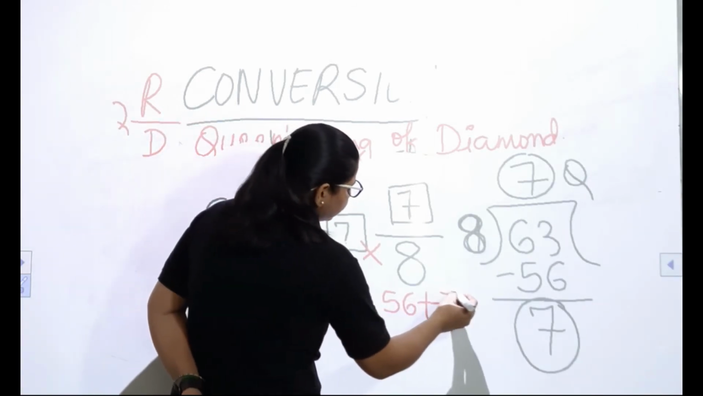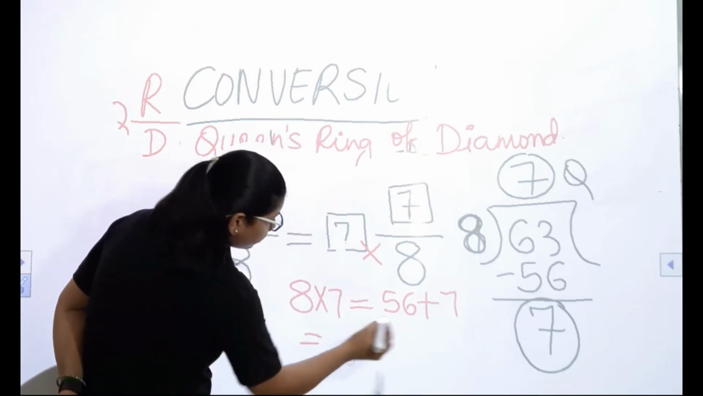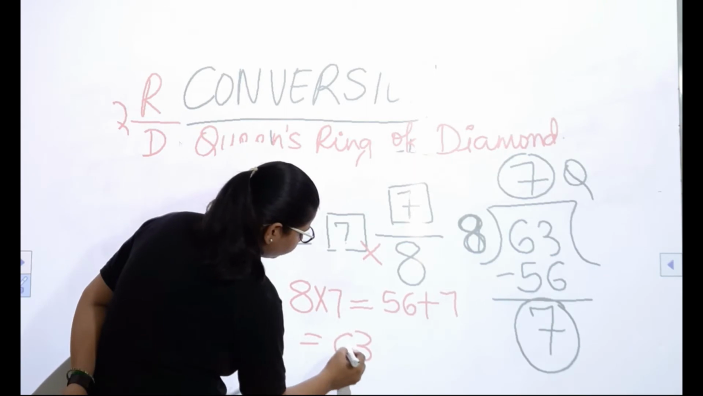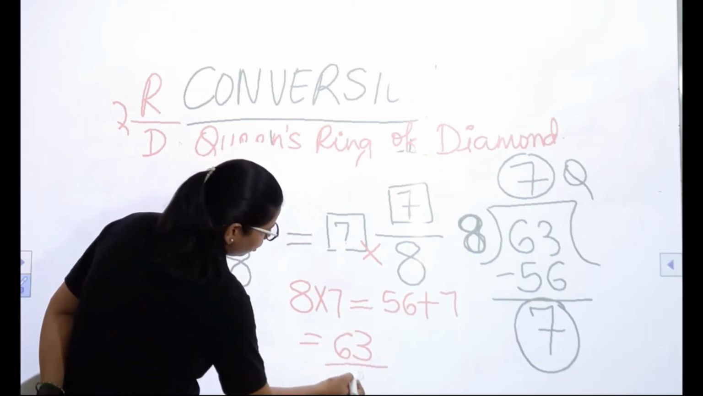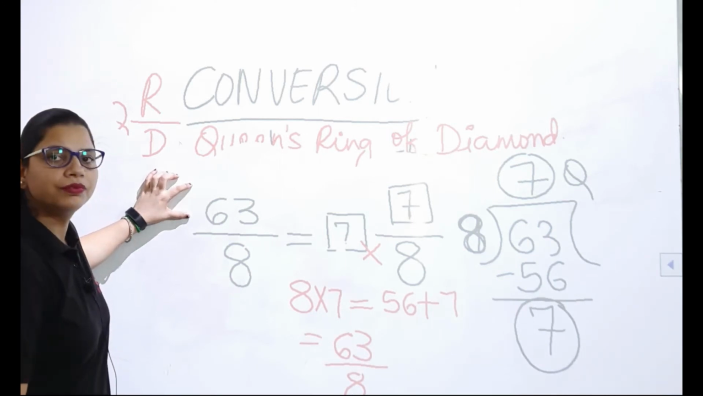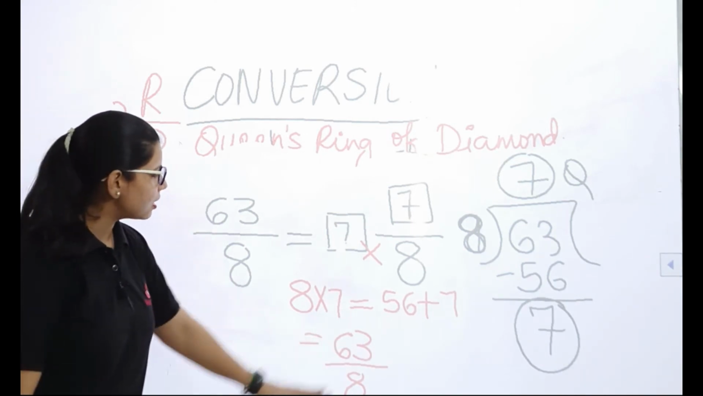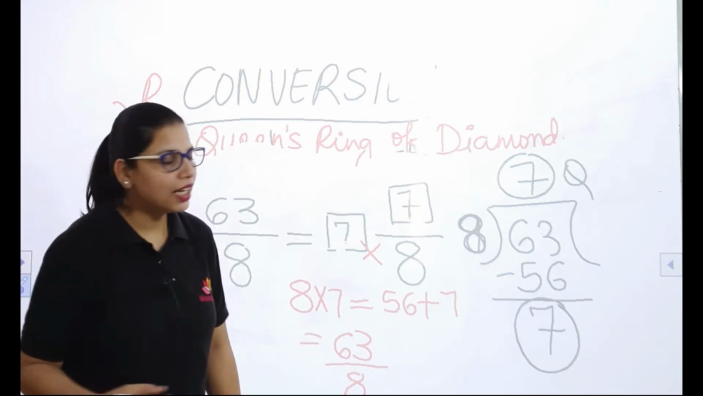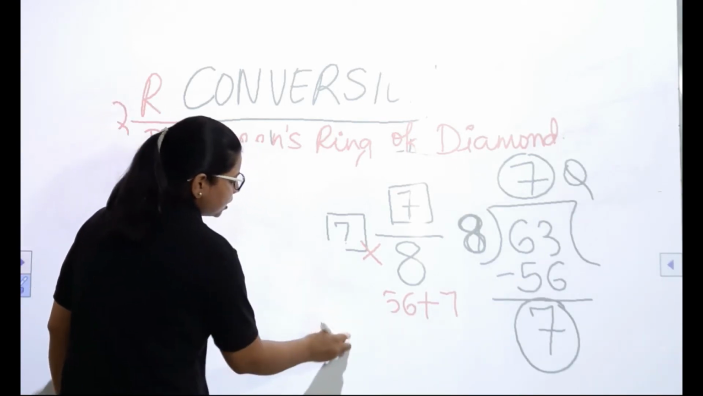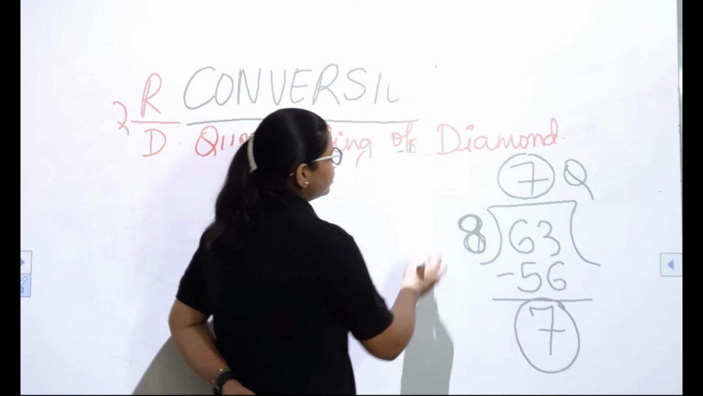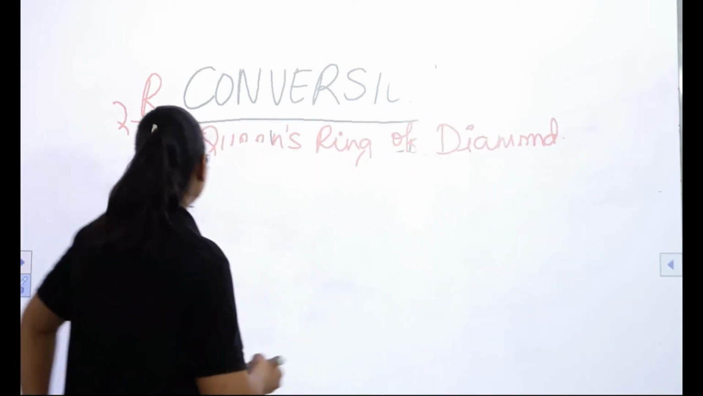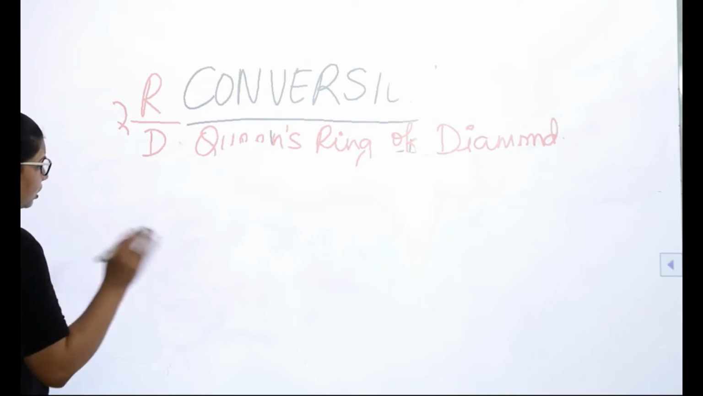So 56 plus 7 is 6 plus 7, 13, 5 plus 1, 6. And the denominator is 8 always. So we need to check the numerator, 63. 63 is the answer. I'm taking one more example. For each question it's very important. It's a necessary step to check whether you are doing it correctly or not. Let's do it again.